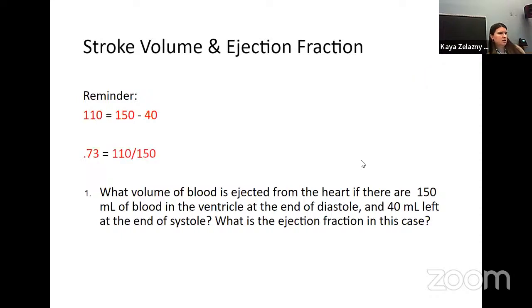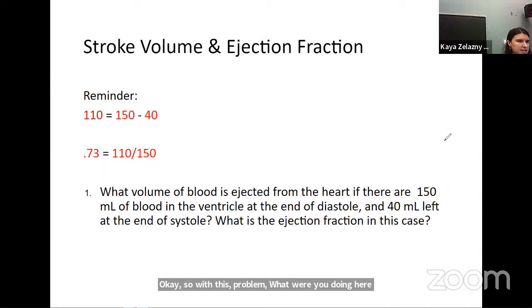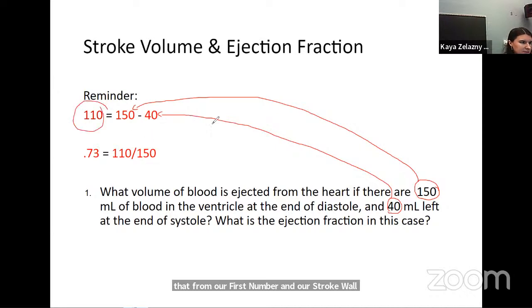With this problem, we begin by finding our end diastolic volume, which is just this first number, 150 milliliters. At the end of the heart's filling phase, we have 150 milliliters of blood. After we squeeze out all the blood, we have 40 milliliters left. So we subtract that from our first number, 150 minus 40, and our stroke volume is 110.